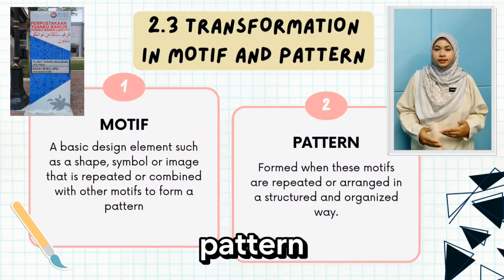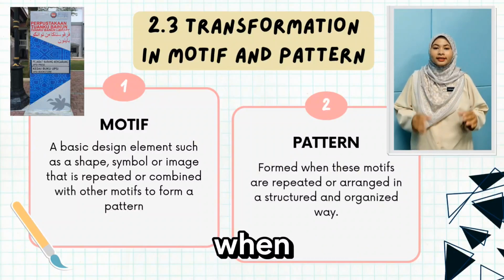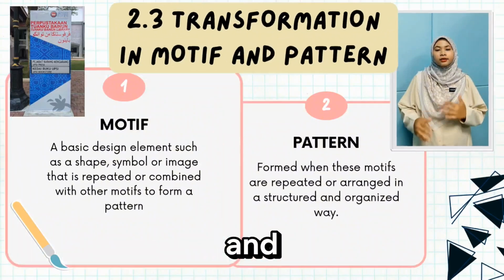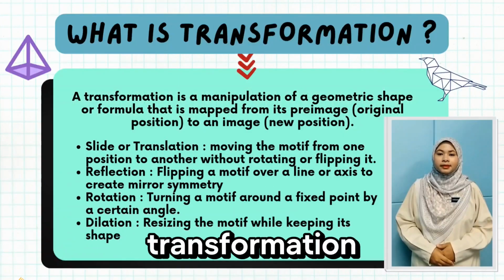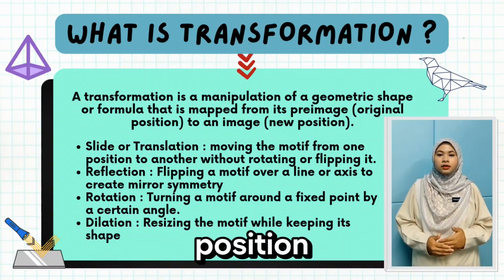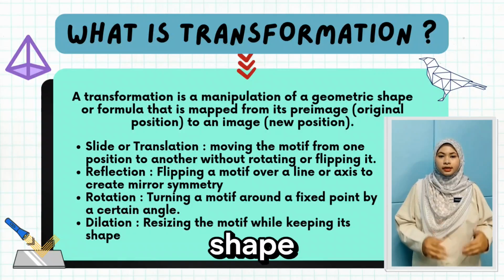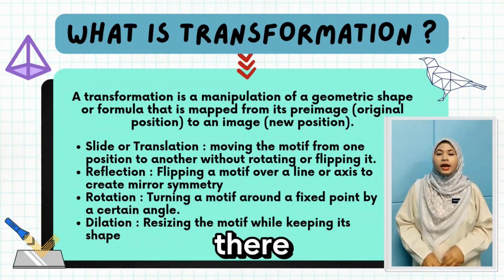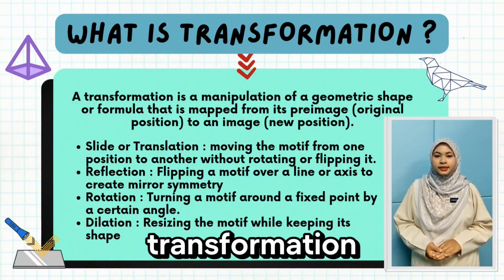Next, a pattern. A pattern is formed when these motifs are repeated or arranged in a structured and organized way. A transformation means changing the position or orientation of a shape without changing its shape or form. There are 4 main types of transformation.